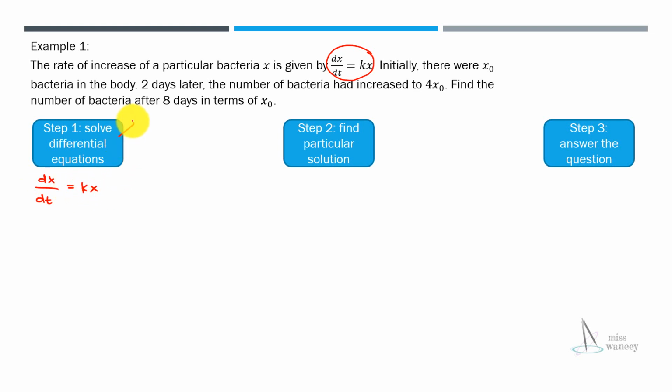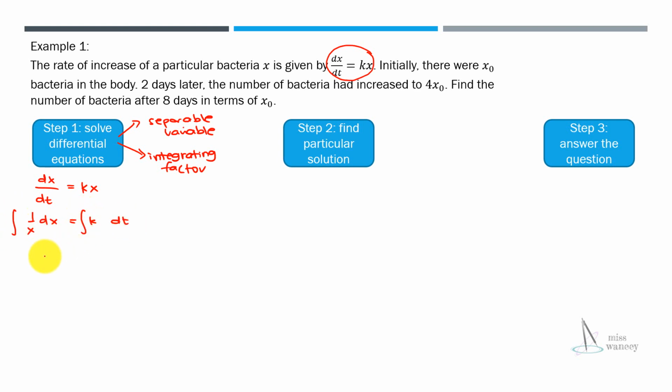So solving differential equations, we have learned 2 methods. The first one is separable variable. The second one is integrating factor. So if you can do separable variable, do them first. Otherwise, we're going to do integrating factor. I can actually separate the variable. So we bring x to the left hand side, bring dt up. So we have 1 over x dx equal to k dt.